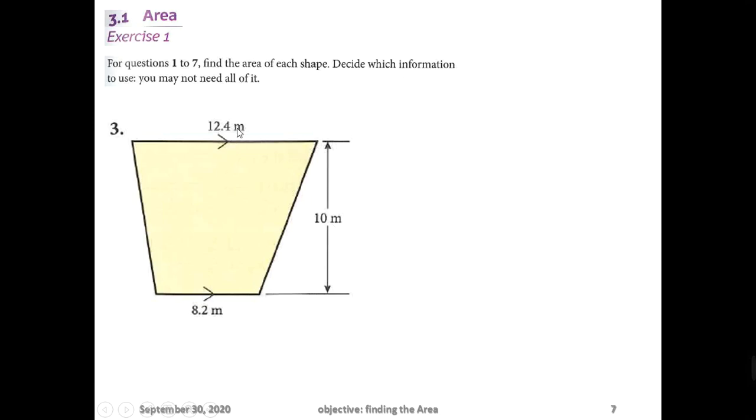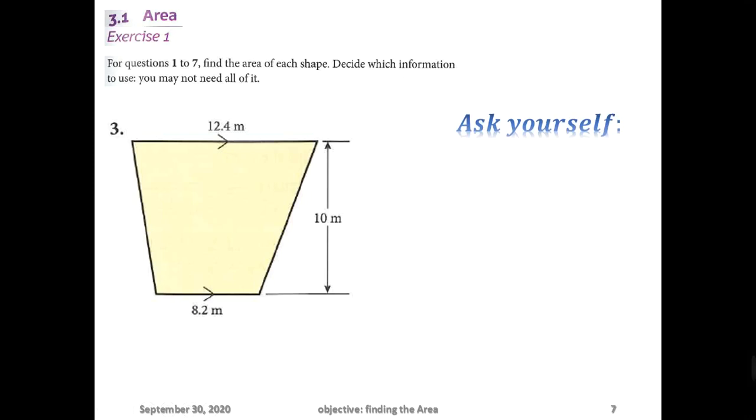Now, you must also check: we know that this is a trapezium, with two parallel sides, and the vertical distance between the two parallel sides is known as well. And all dimensions are in meters, so we can immediately find the area of this trapezium.